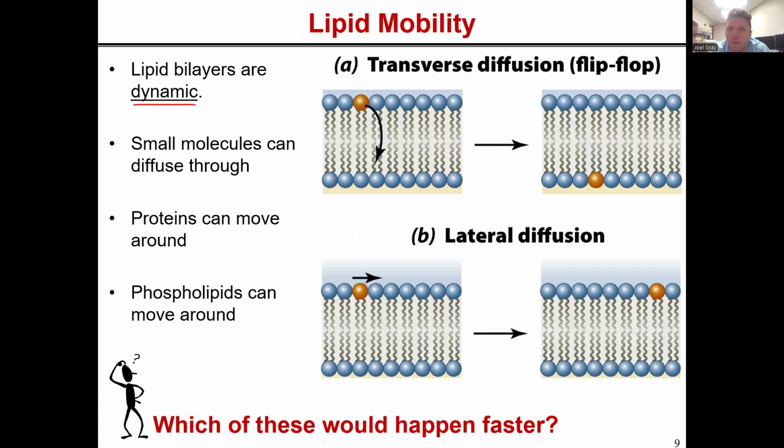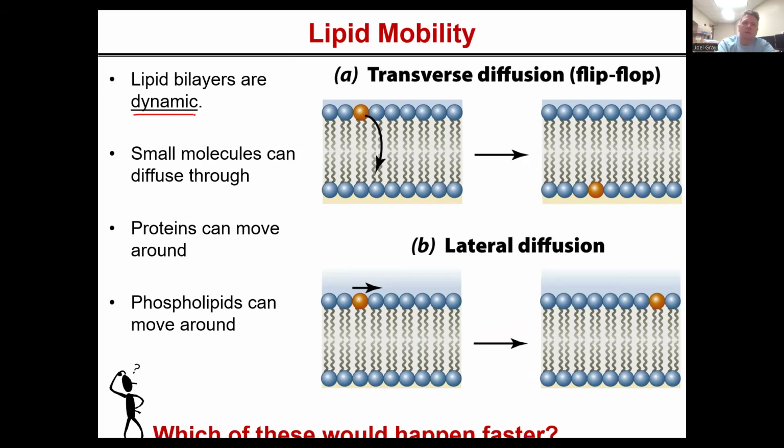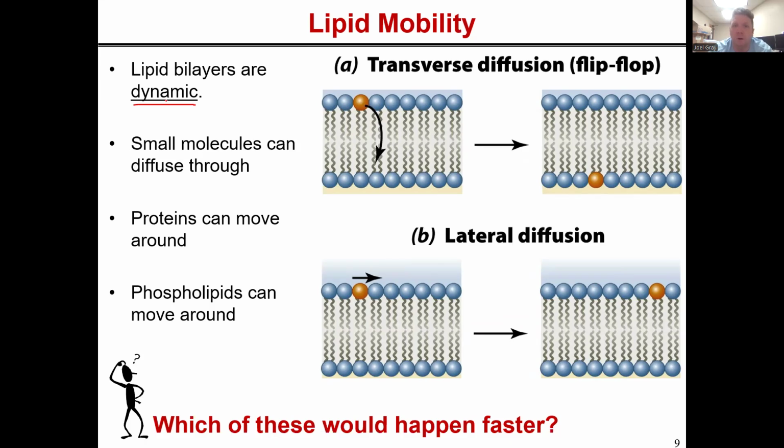So we can have something known as transverse diffusion. That transverse diffusion is moving something from the outside of a membrane to the inside of a membrane. And the same thing can happen, something moving from the inside to the outside. Okay, so that is going to take place very, very slowly. That's known as transverse diffusion.